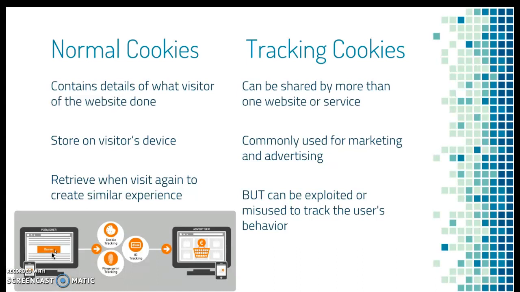On the other hand, tracking cookies are a specified type of cookie that can be shared by more than one website or service. They are commonly used for legitimate marketing and advertising purposes, but because they contain a history of the user's actions on multiple sites, they can be exploited or misused to track the user's behavior.